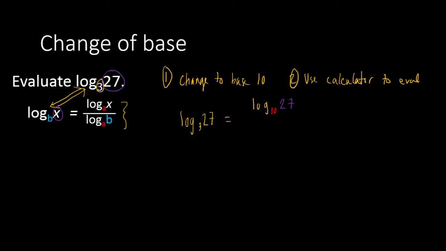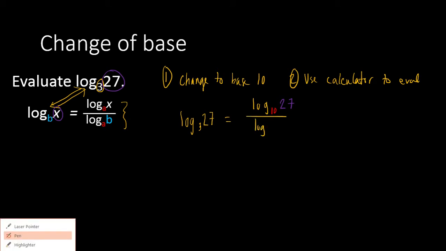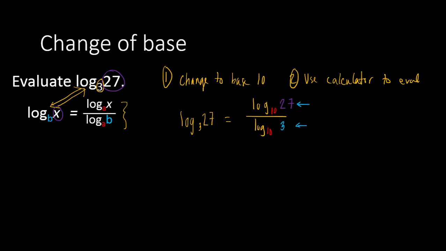over log base, again I'm changing to base 10, of, and then they have b, the original base, which in this case is 3. So again, you rewrite log base with the new base you want. So in the numerator and denominator, I wrote log base 10, and then the result was the original result and then the original base. So now I'm in base 10, and I can actually use a calculator on this.